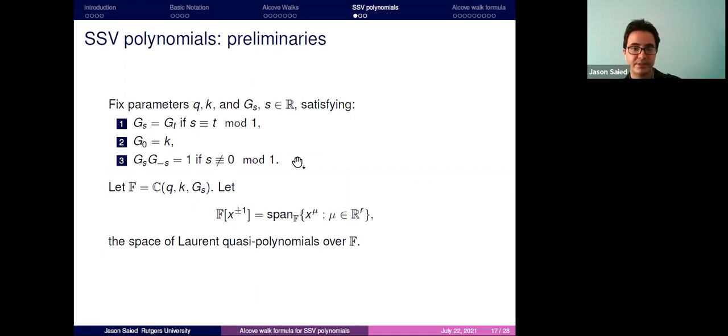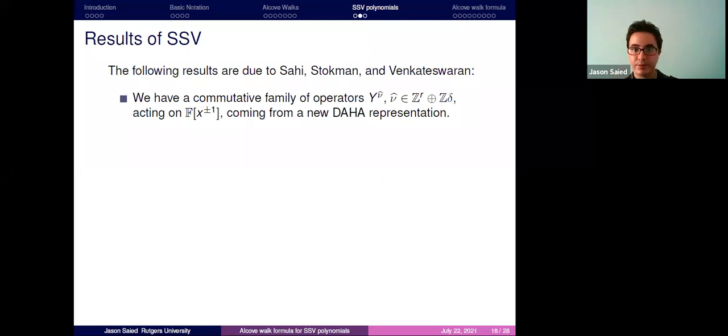Okay, so now we have the space of quasi-polynomials set up, and this is where our SSV quasi-polynomials will live. The following results are due to Sahi, Stokman, and Venkateswaran, and these will set up our polynomials. What they did is produce a new representation of the double affine Hecke algebra. Concretely, this gives us the family of Y operators, Y nu hat, where nu hat is some affine weight. These act not on the space of Laurent polynomials, but on the space of Laurent quasi-polynomials. And these Y operators are exactly what will give us our SSVs.